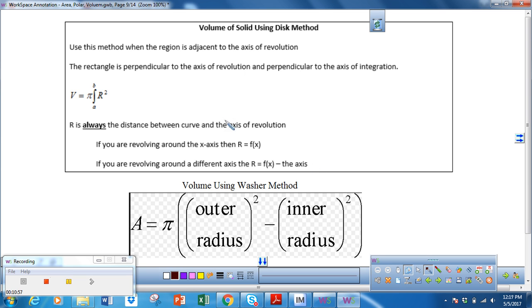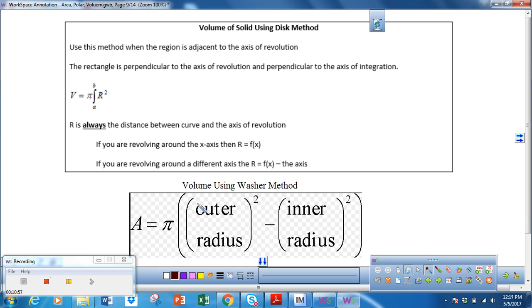You also have to remember how to find volume. So using the disk method, we use the disk method when the area in question is flush or adjacent to the axis of rotation. We use the washer method when there's a space between the two.